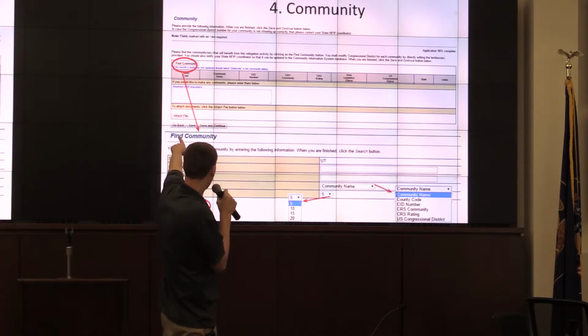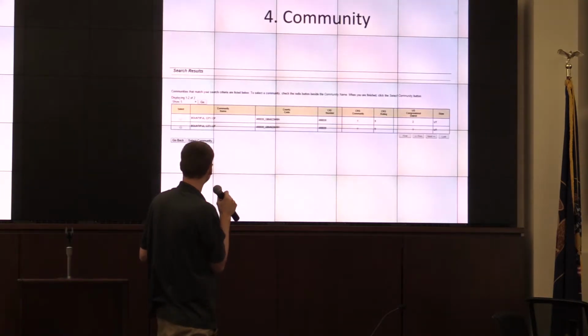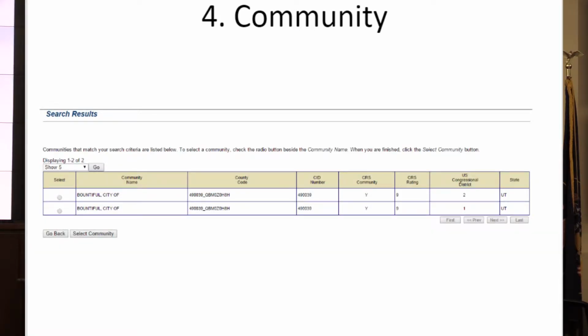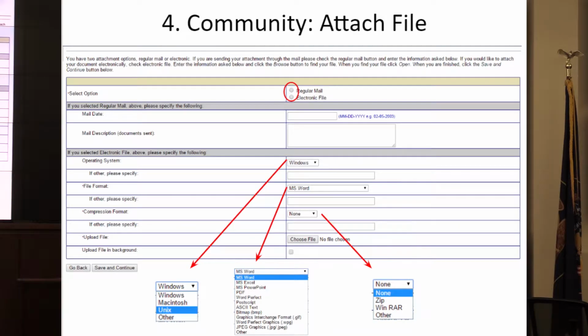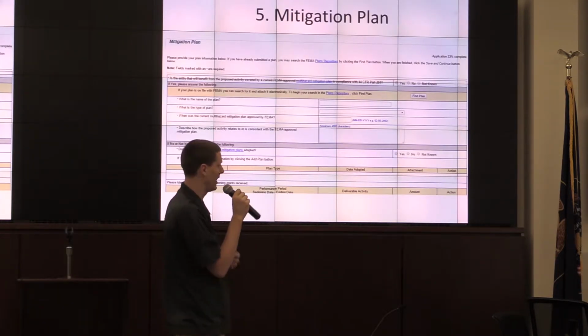Once you click on that, it'll auto-populate that whole thing when you find your community. There's an example: Bountiful City included both of the congressional districts, that's why there's two, and the community is good. If you want to attach any files, there's an option there, and then you can click Save and Continue. So we've done sub-applicant, contact, and community. We're complete. That's kind of what it looks like when it's done. And now we'll go on to the mitigation plan.